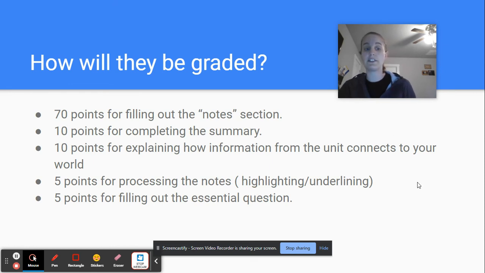This is how they'll be graded. You get 70 points for filling out the notes section. That's the hardest and most important part, answering all those cues on the notes section side. You get 10 points for completing the summary, and 10 points for the connection, explaining how something from the unit connects to your world. You get 5 points for processing your notes, that's going back and doing some highlighting and underlining. And then you get 5 points for filling out the essential question, the part at the beginning where you write that question about what you're learning in the unit.